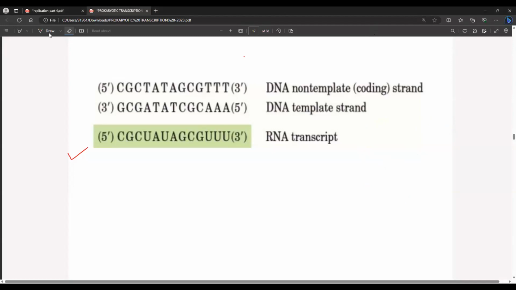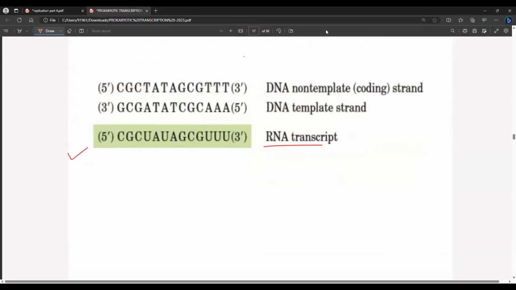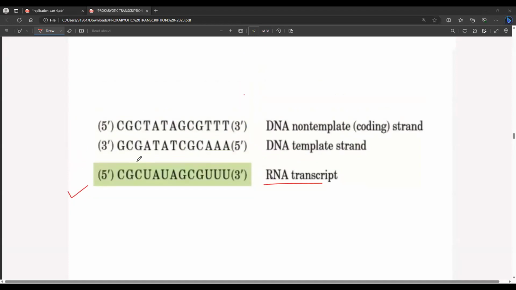Okay, now listen to me. Look into the point. This is the mRNA, right? So the mRNA is synthesizing in the 5' to 3'. Now the question is very clear. This is our DNA molecule, right? If I want to synthesize the RNA, every student first listen to me, very carefully understand.